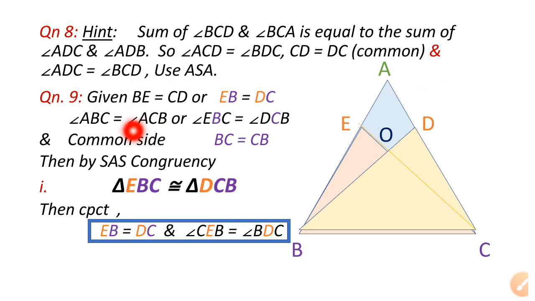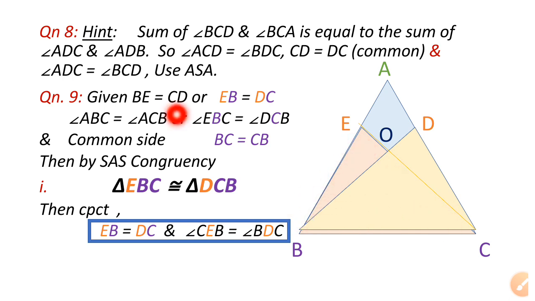Now see question number 9. Here you can see the figure is given. For the first part, we have to prove two triangles congruent. You can easily identify the two triangles: this one is the yellow colored triangle, and this one is the pink colored triangle. So this is the first part.